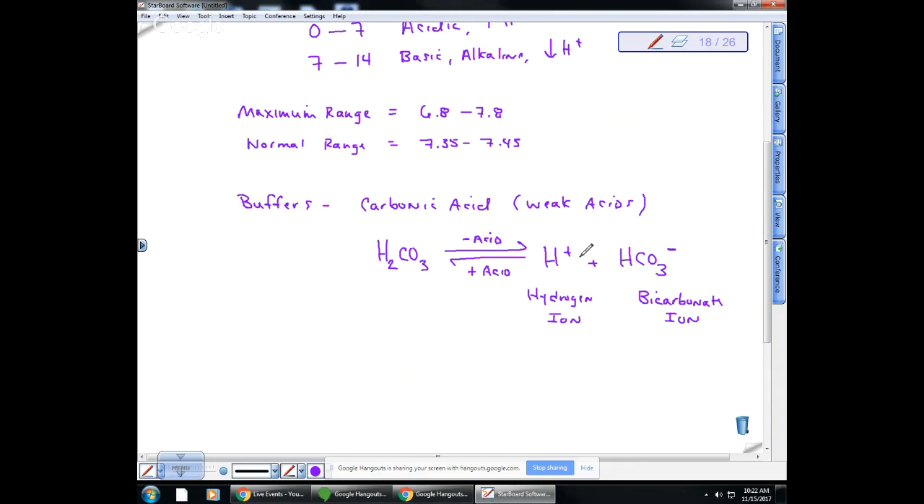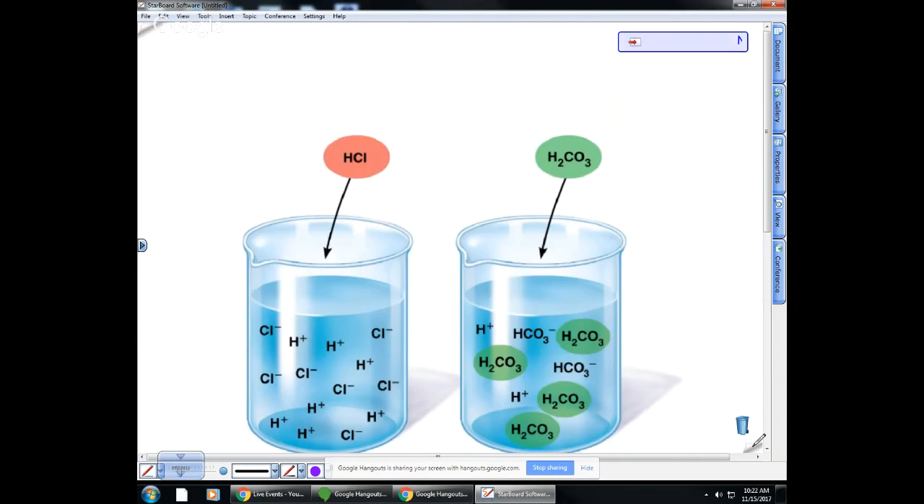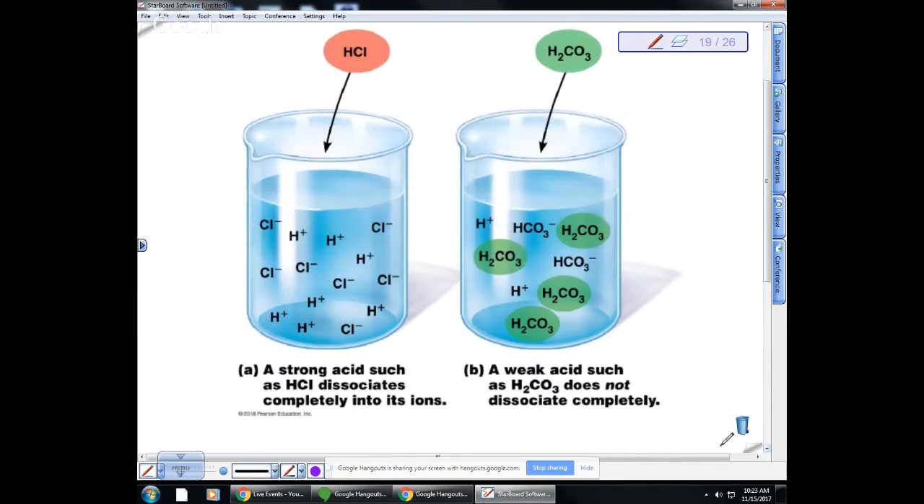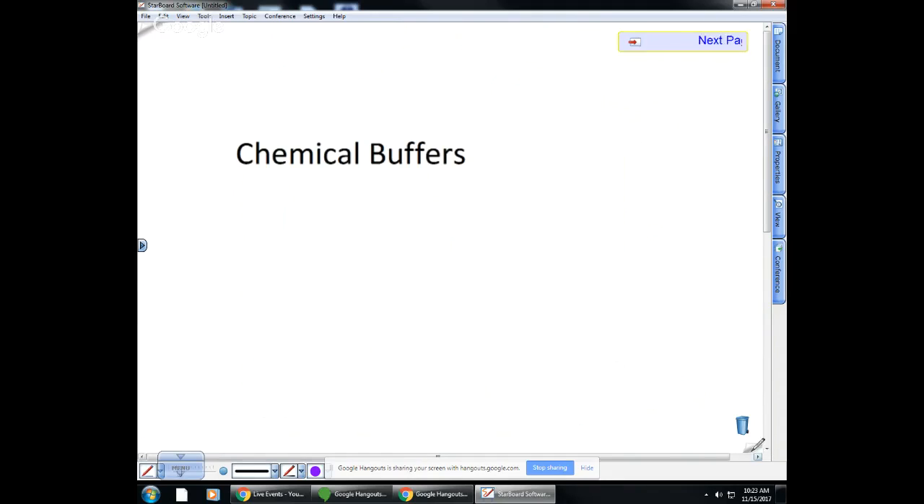So here's another diagram. This is a strong acid. Strong acids are not useful as buffers because no matter what, they always dissociate into their ions. So hydrogen always comes apart from chloride. So this would be a strong acid. This is your weak acid, which can go in both directions. Weak bases can also serve as chemical buffers.